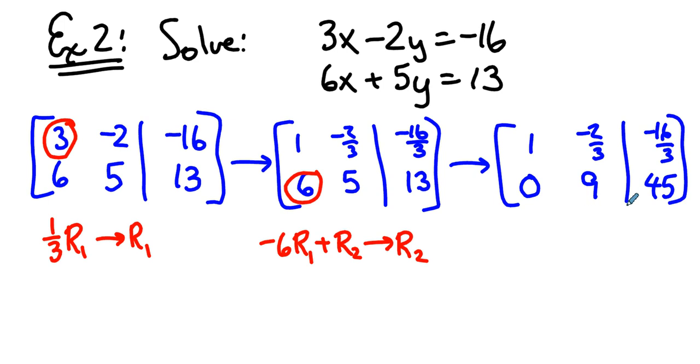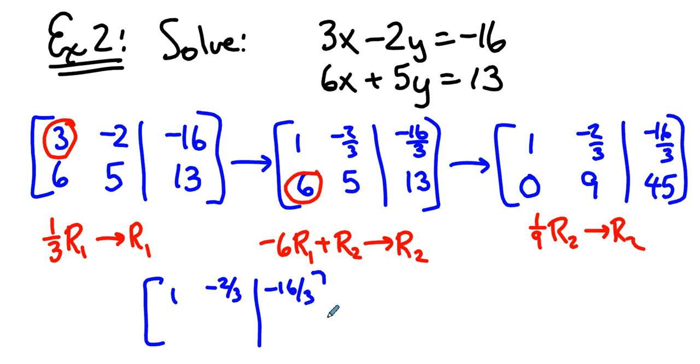Now from here, we know what y is, because we know that 9y is 45. But just to drive the point home, let's do that. Row 1 remaining the same, and row 2 becoming this. And then from here, we could solve the system. The first equation now is x minus 2/3 y is -16/3, but we know what y is, so we can solve. Let's just finish using the matrix method, getting a 0 there.